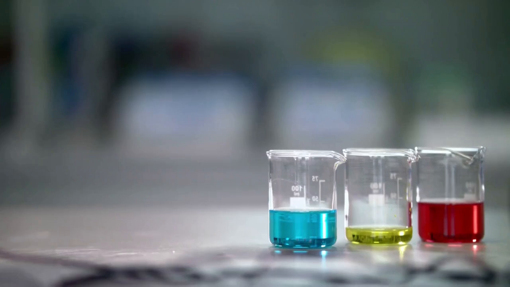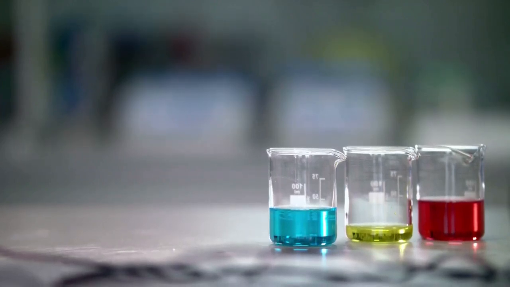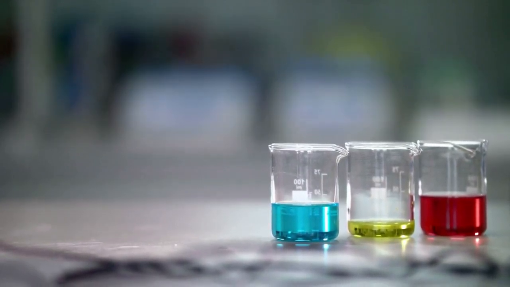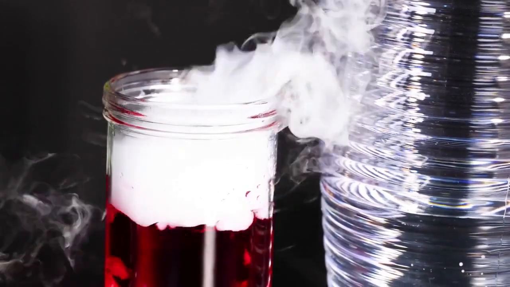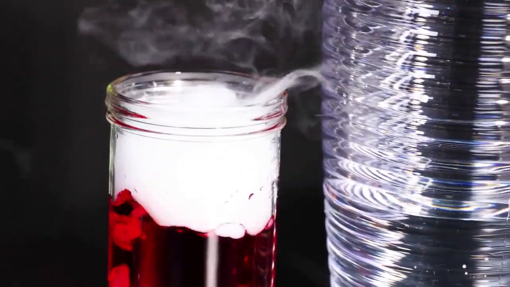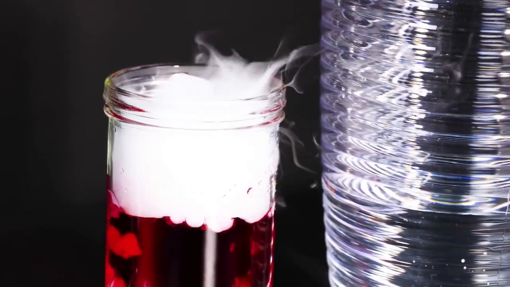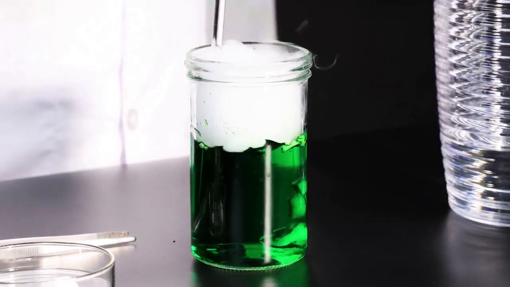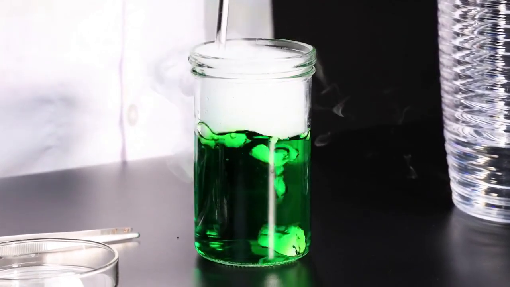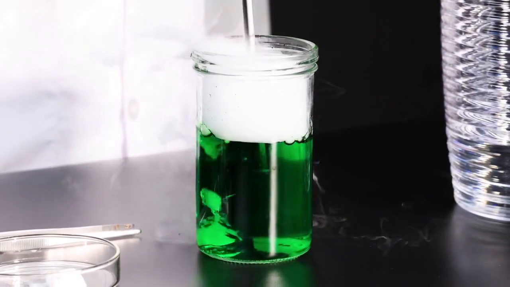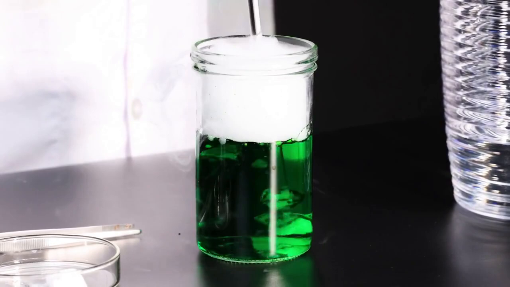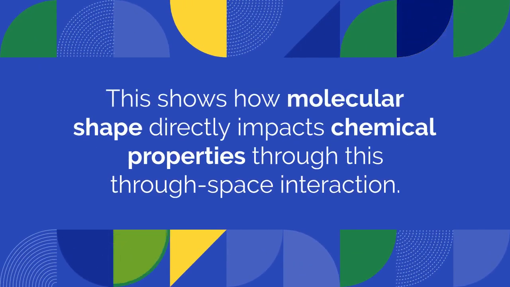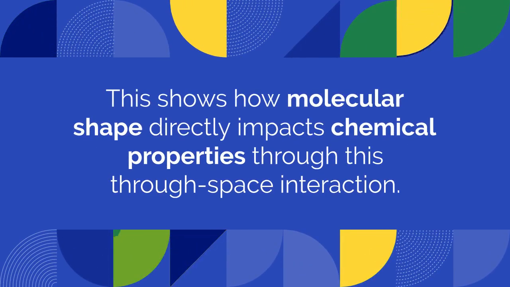When the first proton is removed from maleic acid, it forms a negatively charged carboxylate ion. This negative charge is very close to the second carboxylic acid group. Through the field effect, this negative charge electrostatically stabilizes the nearby proton on the second group, making it much harder to remove. In fumaric acid, the negative charge from the first deprotonation is very far away. Its through-space field effect on the second proton is extremely weak. Therefore, the second proton on fumaric acid is much easier to remove than the second proton on maleic acid. This shows how molecular shape directly impacts chemical properties through this through-space interaction.